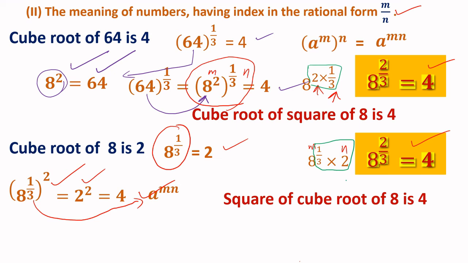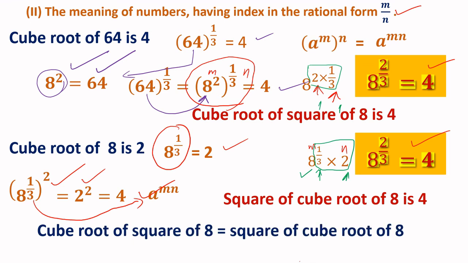Square of cube root of 8. Here cube root of square of 8 is 4. Both are same. That is why the heading is meaning of numbers having index in rational form. Meaning में थोड़ा difference, meaning अपने आप को अपने हिसाब से निकाल सकते हैं. Just a structural study जैसा है.